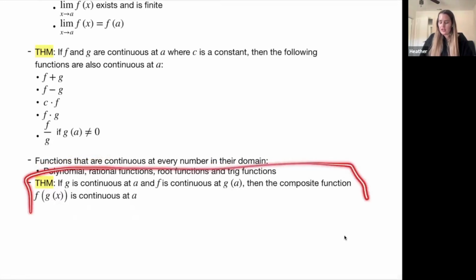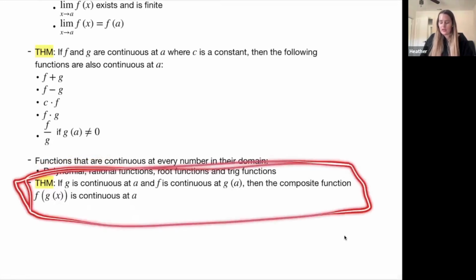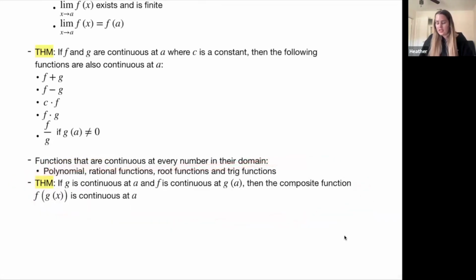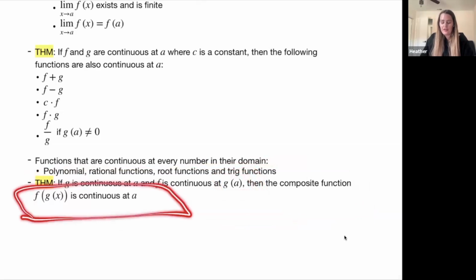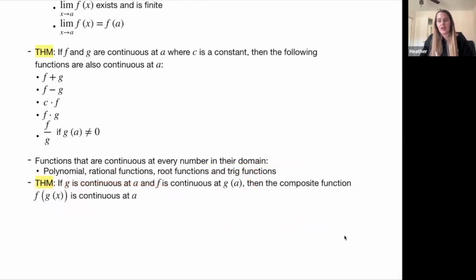And we do have another nice little theorem here about composite functions. If g is continuous at a, and f is continuous at whatever value g of a is, then this composite function, f of g of x, is also continuous at a.